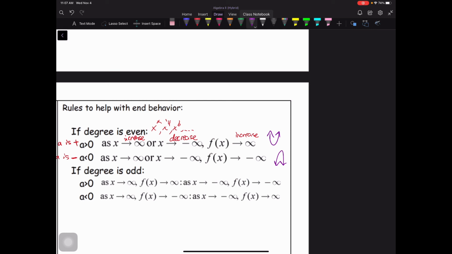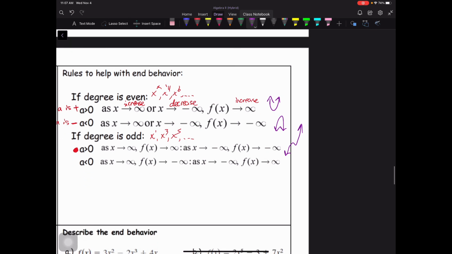If your degree is odd, so something like x to the first, x to the third, x to the fifth, and so on, if A is positive, that's what that is right there. If A is a positive number, your graph is going to look something kind of like this. Now again, that could change. That's kind of like a cubic function. It could just be a line. It could have more bumps in the middle, but either way, it's going to have that same general shape. If you can remember that, that'll help you with your end behavior.